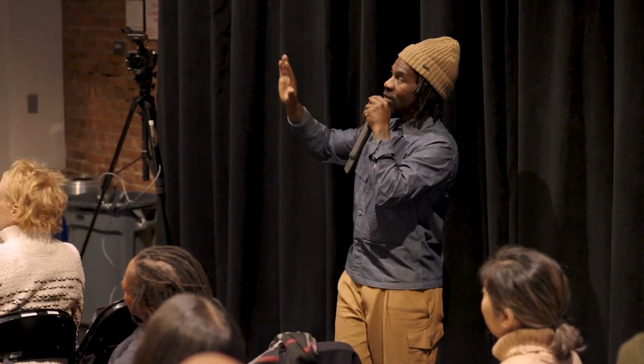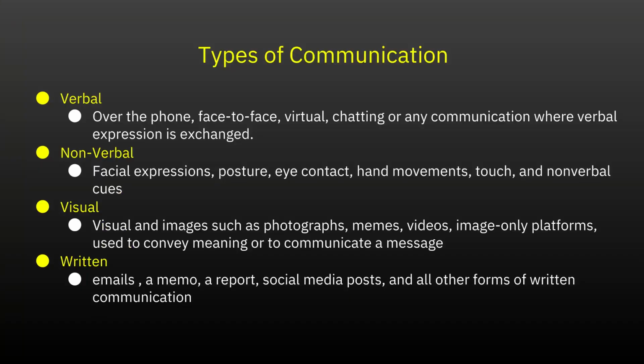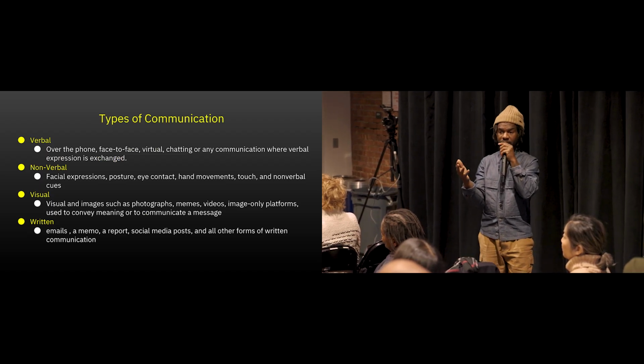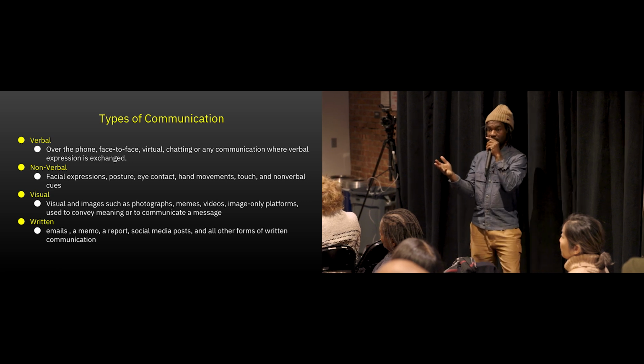Visual, which is visual images such as photographs, memes, videos, and image-only platforms used to convey meaning or to communicate messages. Instagram is pretty much an image-only platform, versus Facebook, where you can put some words to it.